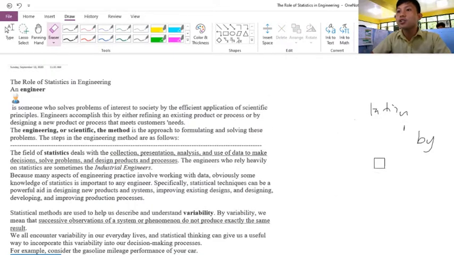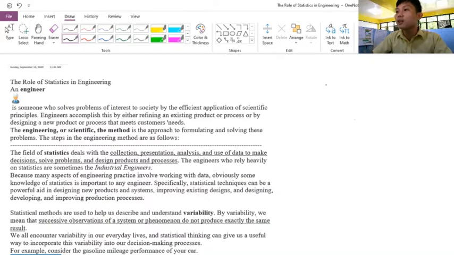So, engineers accomplish this by either refining an existing product or process or by designing a new product or process that meets customer needs. Kung naalala niyo yung video ko kahapon, engineers are those professionals that create systems which are efficient and working.